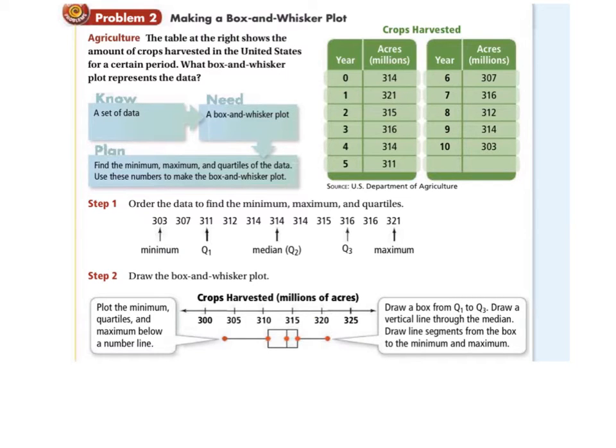So on here, 303, right there, put a dot. 321, put a dot. 316, put a dot. 311, put a dot. 314, put a dot. Draw a box around these 3 dots. Make whiskers connect the outer dots. Boom, box and whisker plot.